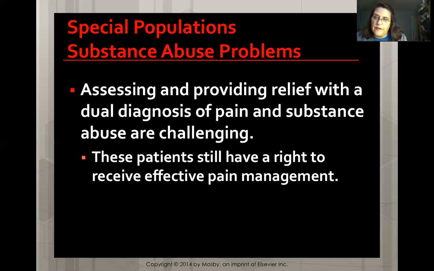It's been my experience that recovered addicts will tell me, no, I don't want a narcotic or an opioid. I want an NSAID or I want something else. They will very reluctantly or refuse totally any kind of an addictive type substance. But with that said, they still have the right to adequate pain management and pain control.